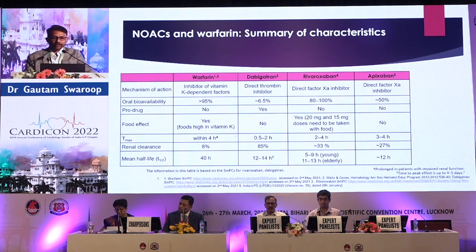So if we compare the pharmacokinetic profile of warfarin versus other NOACs, starting with mechanism of action, we all know that warfarin is the inhibitor of the vitamin K-dependent factors. Dabigatran is the direct thrombin inhibitor, while rivaroxaban and apixaban are the direct factor Xa inhibitors. If we talk about oral bioavailability, warfarin has more than 90%, while dabigatran is 6.5%, rivaroxaban up to 100%, and apixaban up to 50%. If we talk about the prodrug, dabigatran is the only prodrug; the rest have no prodrug activity.